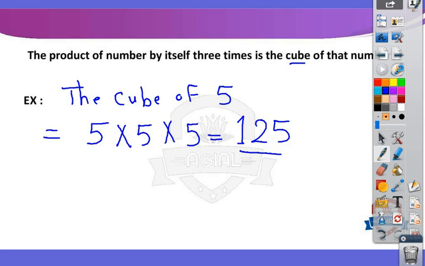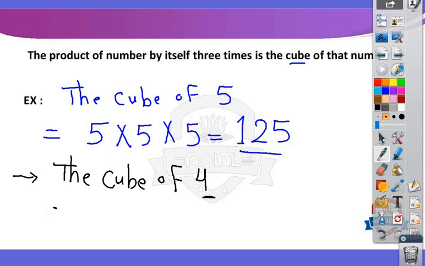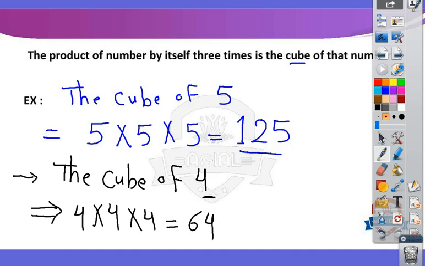Okay? So what is the cube of 4? I need the cube of 4 here. We will multiply 4 three times: 4 by 4 by 4. It will be 64. So here, I need to find the cube of a number.